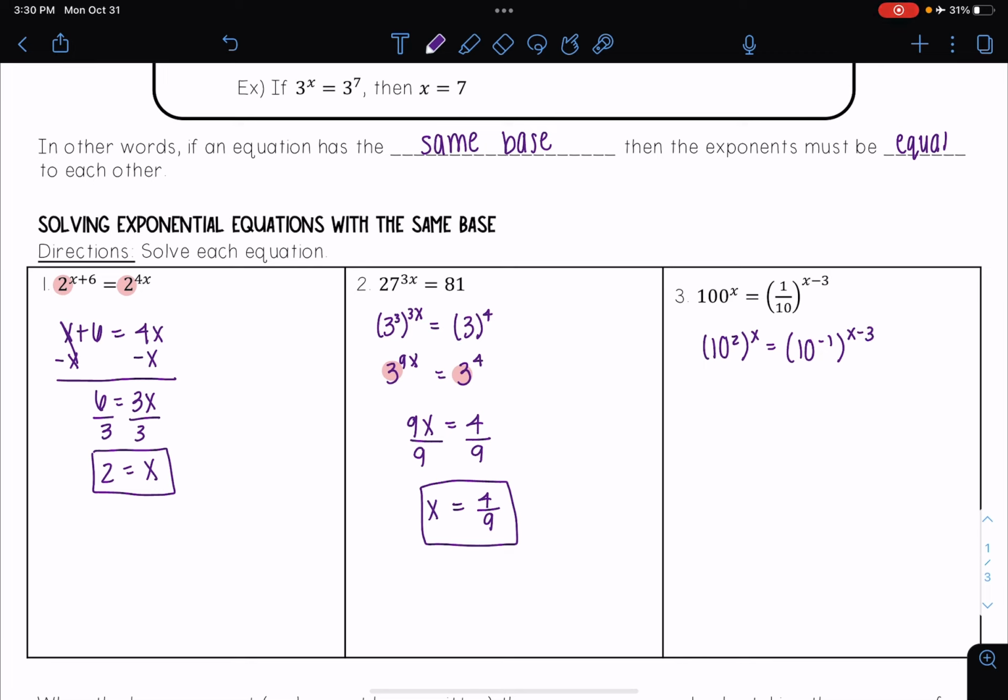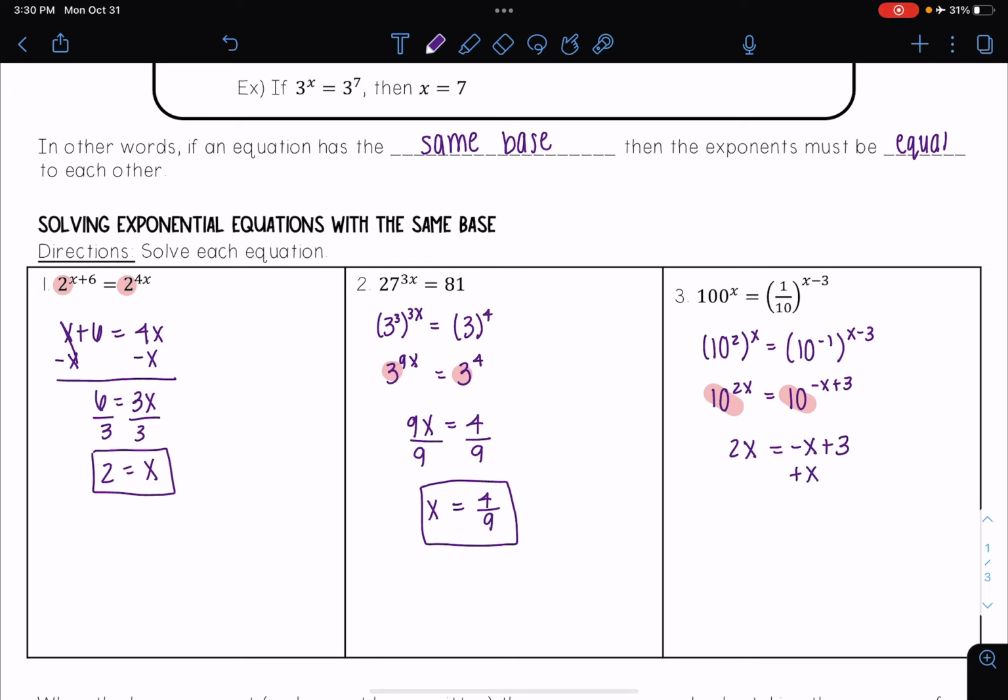And now I'm going to use that power over power property. And so I'm going to multiply those exponents. So I get 10 raised to the 2x is equal to 10 raised to, if I multiply that negative 1 with x minus 3, I get negative x plus 3. And now I have the same base like I wanted. And so since I have the same base, I know from my property that means that my exponents are equal to one another.